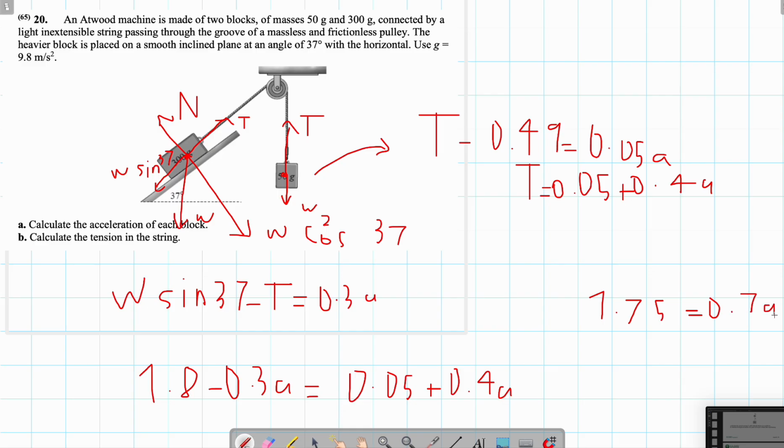You divide 1.75 over 0.7, so 1.75 over 0.7 is equal to 2.5. Now to get the tension, you just substitute it in any equation. I'm going to substitute it here. So 0.05 plus 0.4 times 2.5, tension would be 1.05.